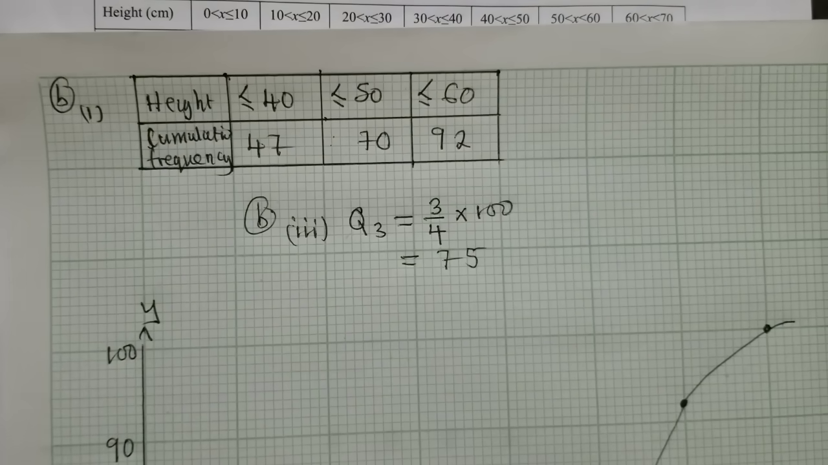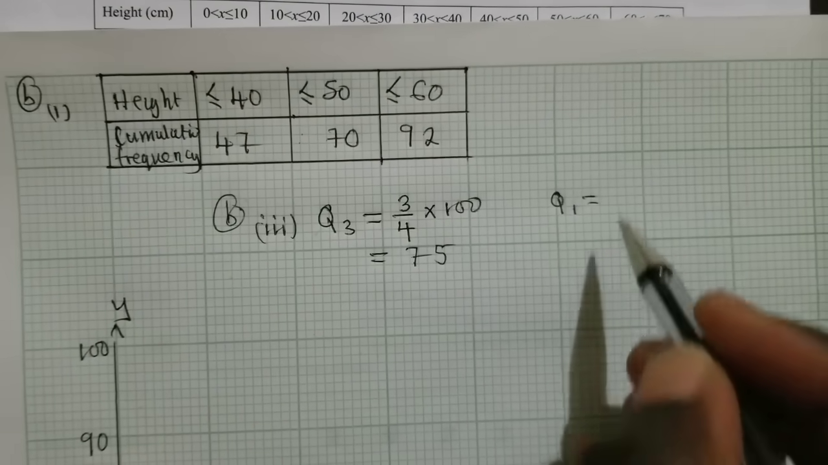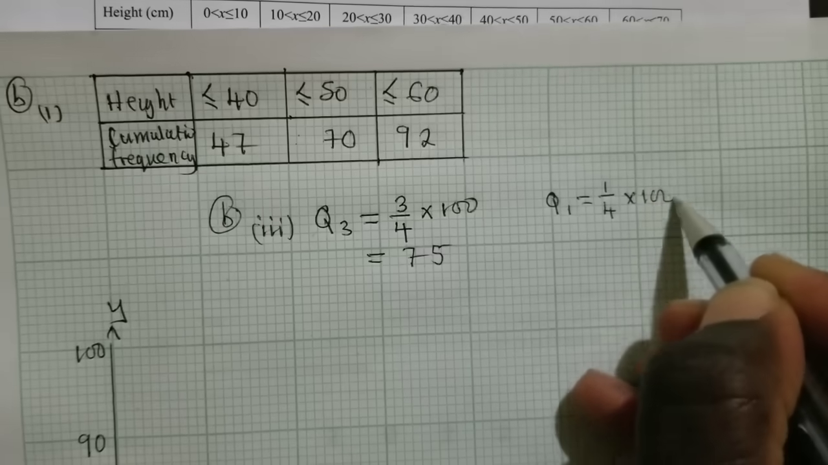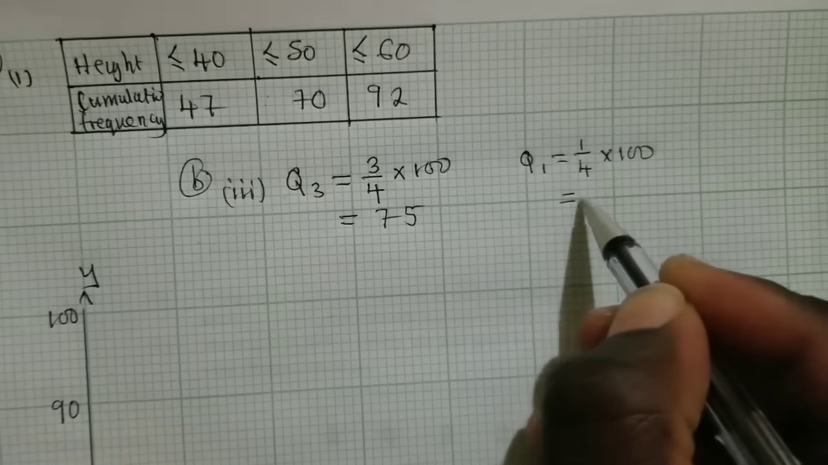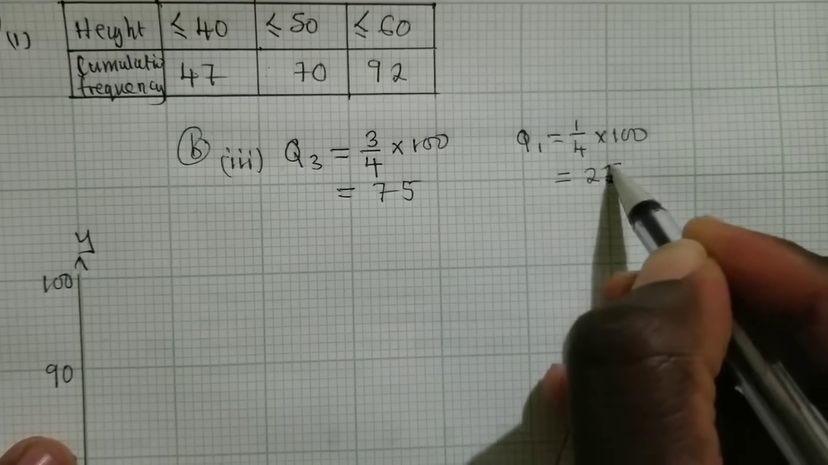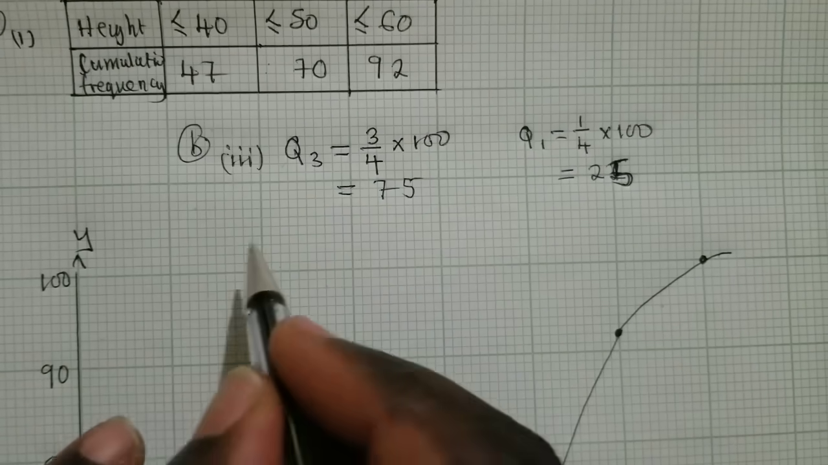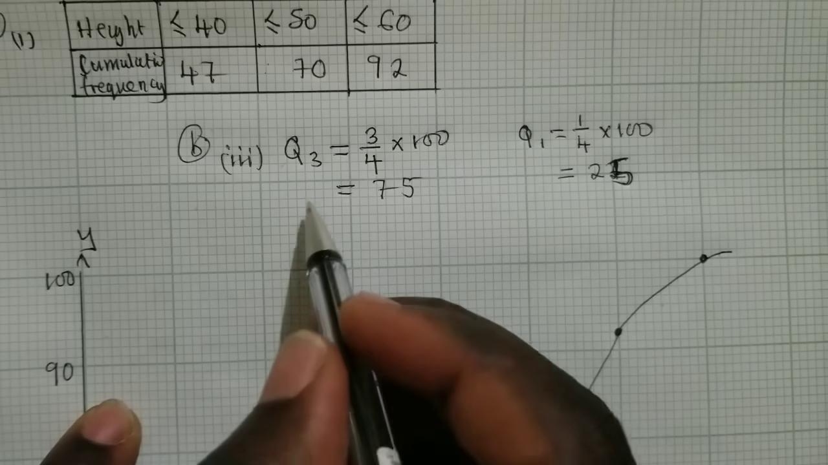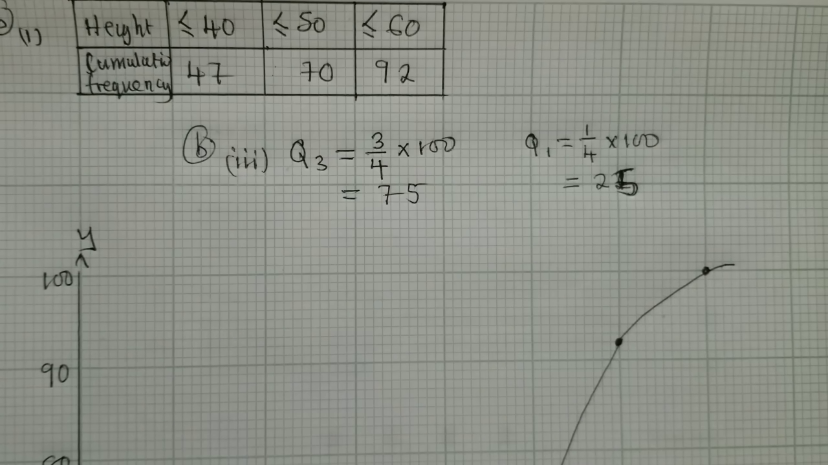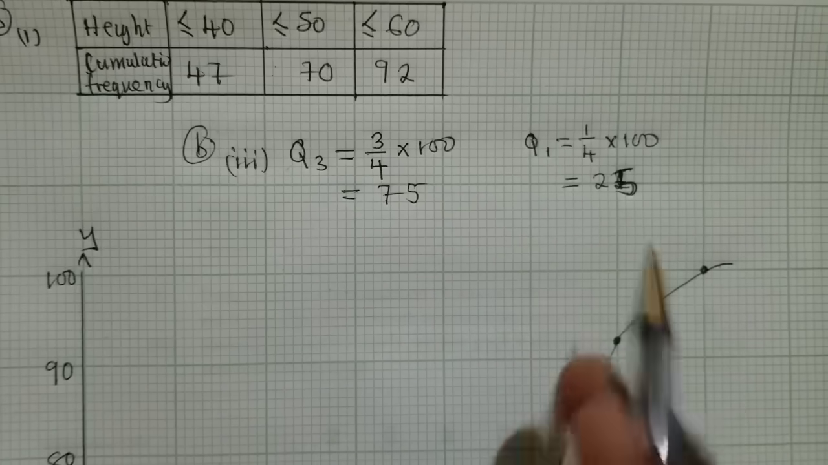The next thing would be to find what we call Q1. For Q1, you just say 1 over 4 times the total, which is 100. This is giving us 25. Now, after finding these two, before getting the difference, we locate on the graph where 75 is and where 25 is.